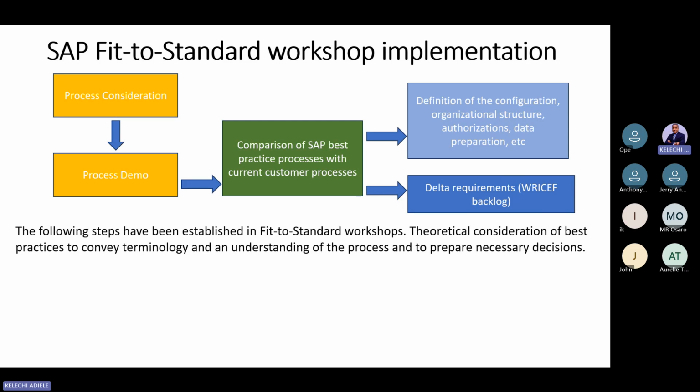So when you say you have done a fit to standard workshop, it means that you have done process consideration, you have documented all the process, you have done a process demo to show them how the system works, you have done your fit to gap assessment, you have identified the gaps, you have reviewed the gaps, and you have entered those gaps. The next thing will be to do the configuration and authorization and data preparation. And the next thing will be to use RISEF to close those gaps. So these are the processes you go through when you do a fit to standard workshop, basically.